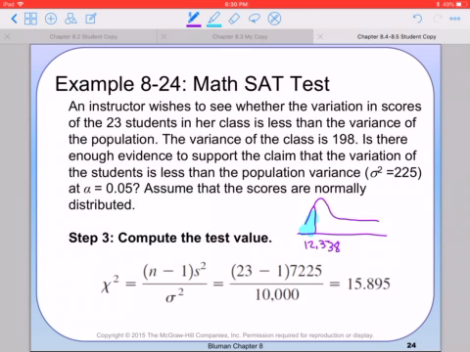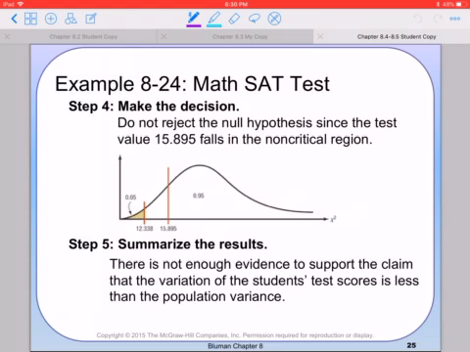Okay, so then we substitute in to find our test value. This is our test value. We have our n is 23, our s squared is 7,225, our sigma squared is 10,000, and then we see our chi-square test gives us 15.895. You see 15.895 is bigger than 12.338. This is in the non-critical region. And whenever those are in the non-critical region, that means you're going to accept the null hypothesis.